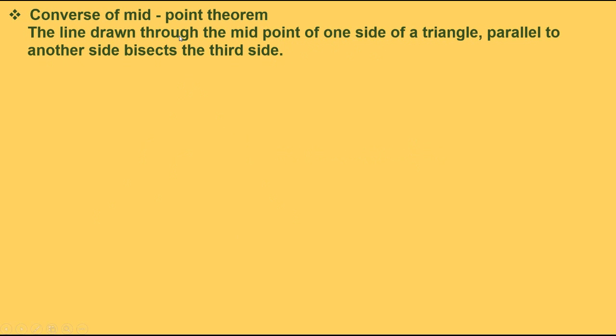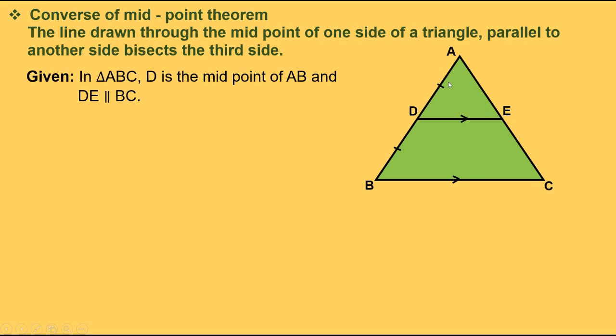Statement: the line drawn through the midpoint of one side of a triangle parallel to another side bisects the third side. Given in triangle ABC, D is the midpoint of AB and DE is parallel to BC. To prove E is the midpoint of AC. Construction: through C, draw CF parallel to AB intersecting DE produced at F.